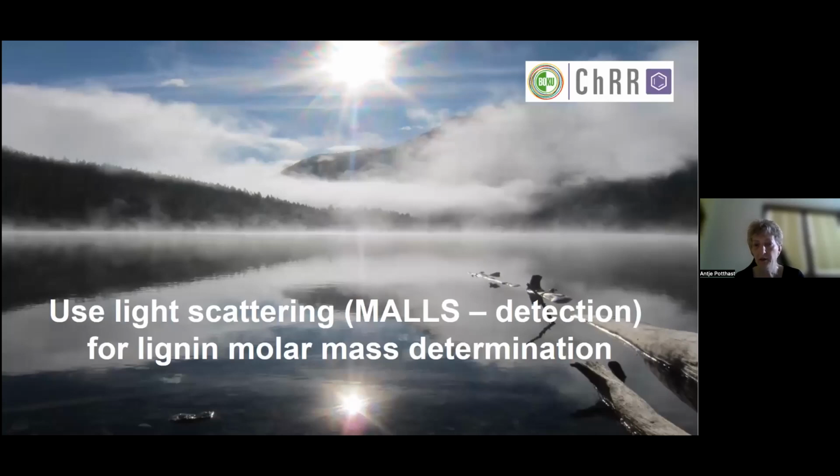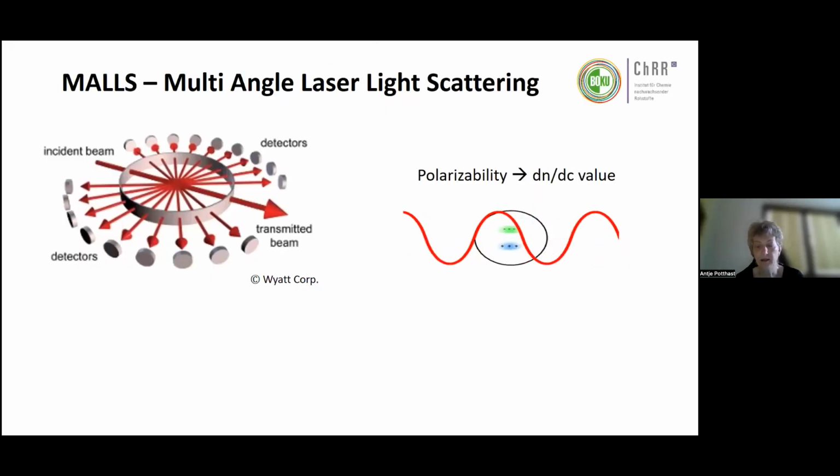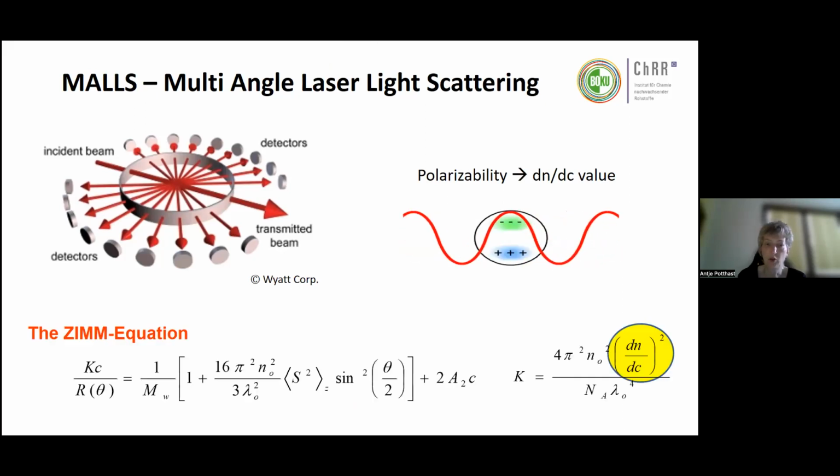Now, the method of choice is light scattering, which is pretty much established for polymers like cellulose, for instance. And why can't we just apply it also to lignin? Of course, many people tried, and just the basics were explained to you last time. For molar mass, we don't need standards. We just need one constant. This is the dN/dC, which tells us basically about the polarizability of the molecule, so how well we can polarize it with, for instance, a laser light.